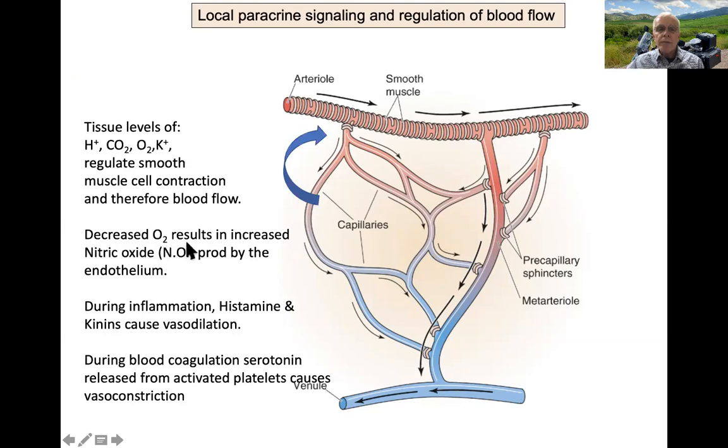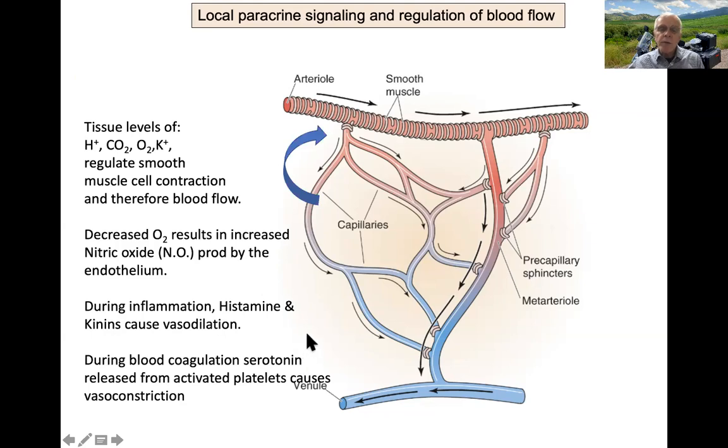Decreased oxygen results in increased nitric oxide produced by the endothelium of these blood vessels. Nitric oxide is a vasodilator. It used to have a different name, and I'll get to that shortly, or next time maybe. But it's a gas produced by the endothelial cells in response to hypoxia, and it also causes relaxation of the smooth muscle. During inflammation, you get things like histamine and kinins that cause vasodilation.